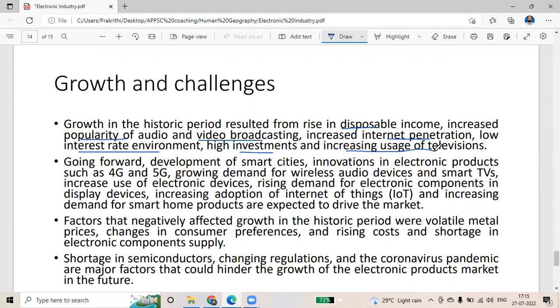And next one is the usage of television. To purchase these, the government has given loans, low interest rate loans, which is another positive side.